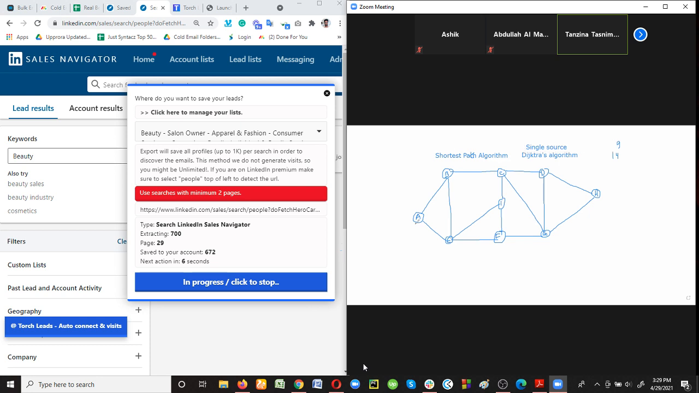Suppose we are taking this one. This is our source node. So now in this algorithm, we can find all the shortest paths between A and any other vertices, between A and B, between A and C, A and D, A and E. That means we can find the possible paths from A to how many other vertices? 8 other vertices. It is B, C, D, E, F, G, H, I.